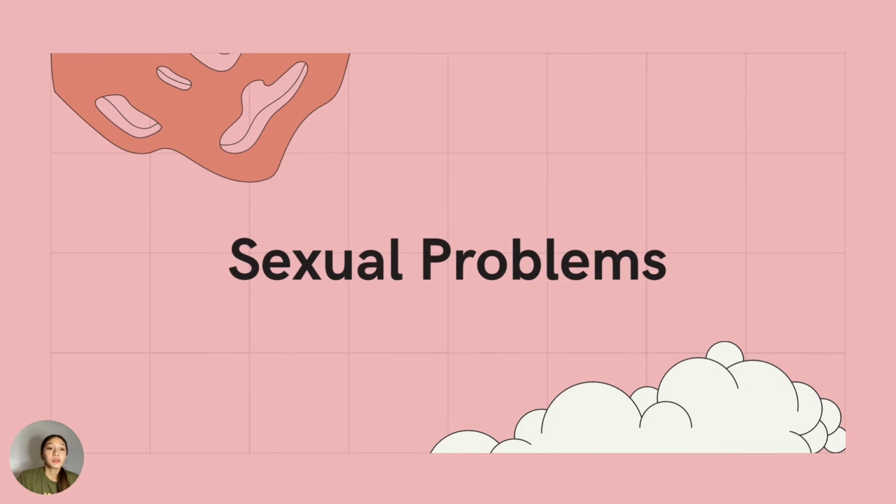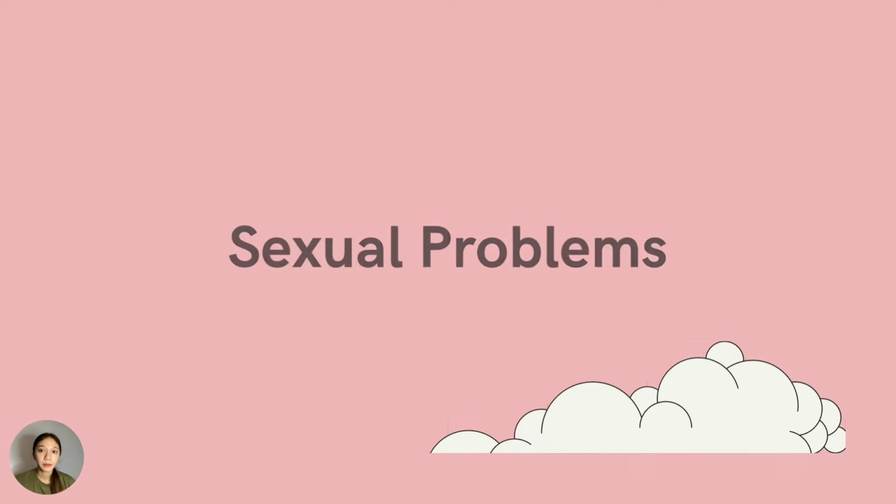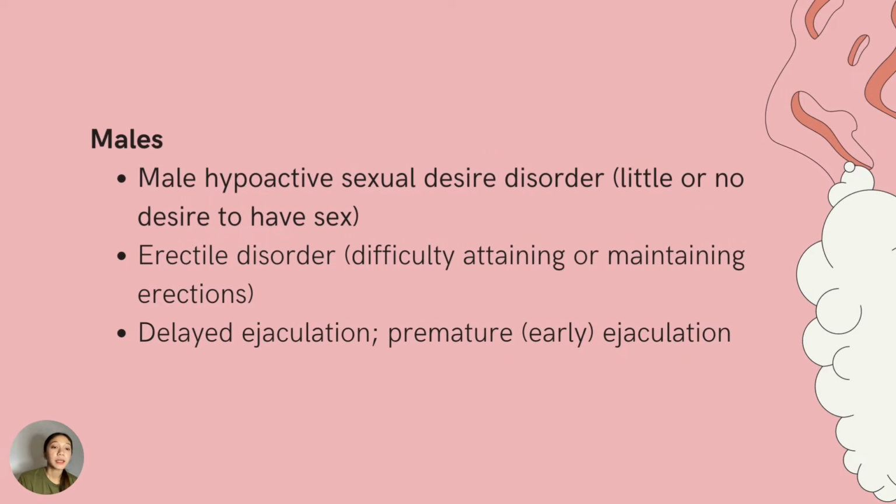Okay, so yun na, na-discuss na natin yung sexual response. Dito, i-discuss din natin yung mga sexual problems. Ihiwalay natin yung males at females. Mag-umpisa tayo sa males. Dito sa males, merong male hypoactive sexual desire disorder. Ito ay little or no desire to have sex. Parang yung male daw walang ganang makipagtalik. Okay, so, ano yan class?